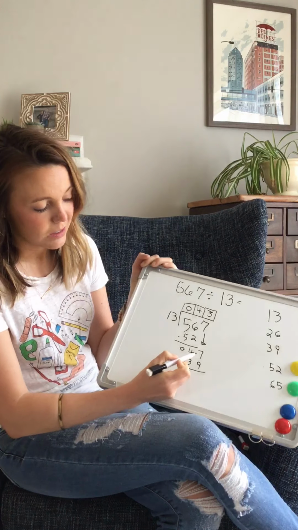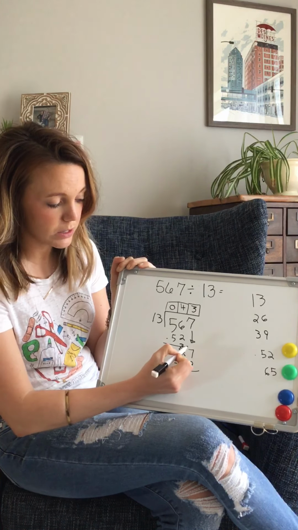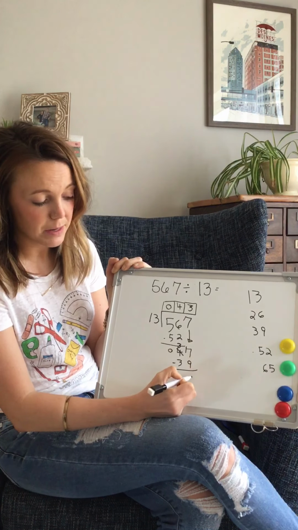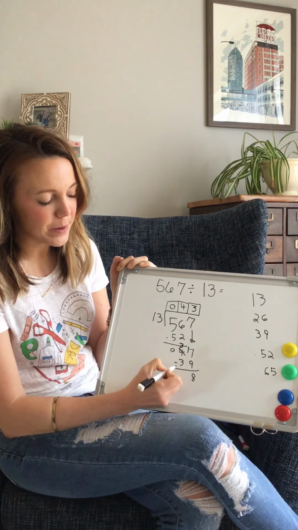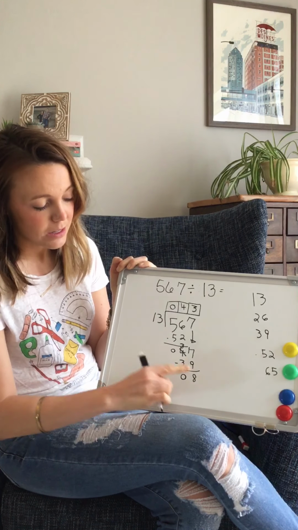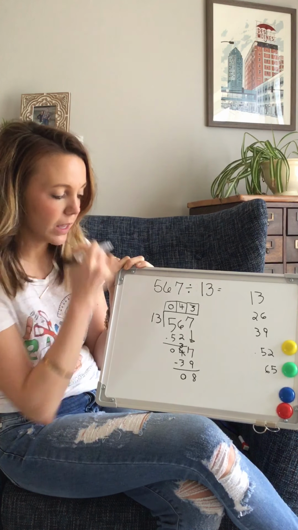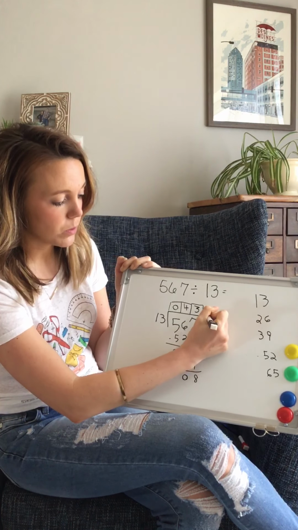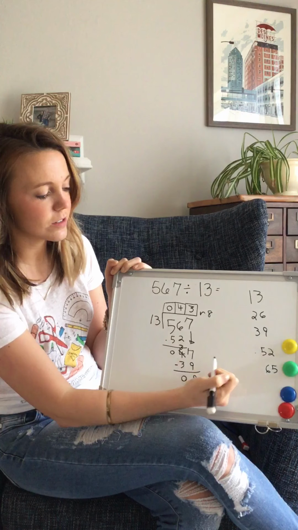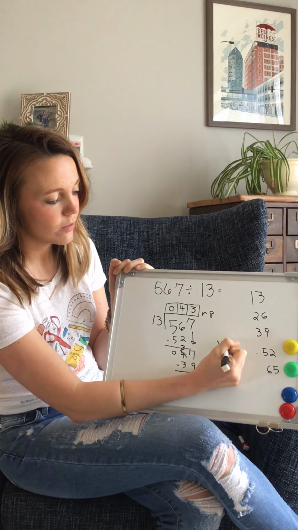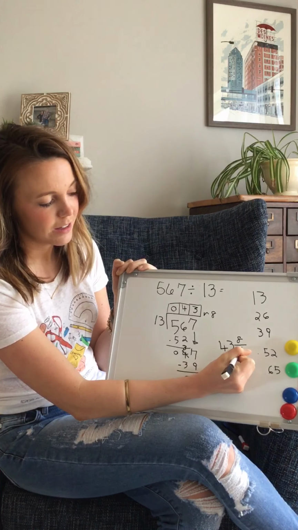Now, 7 minus 9. I can't do that, so I have to borrow. This becomes a 3, and this becomes 17. 17 minus 9 is 8. You got it. 3 minus 3 is 0. Now, is my remainder smaller than my divisor? Yes, it is, so I'm on the right track. So 43 with the remainder of 8. If you wanted to get fancy and turn this into a fraction answer, you could. 43 and 8 over 13.